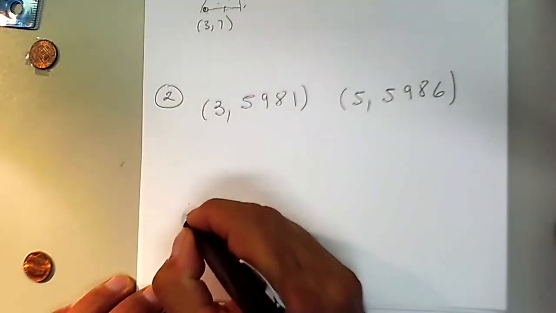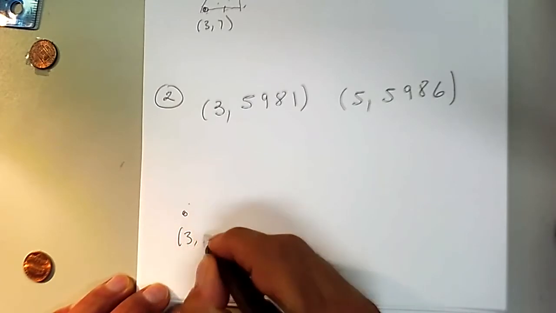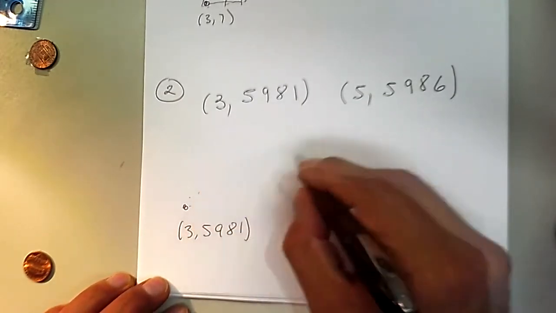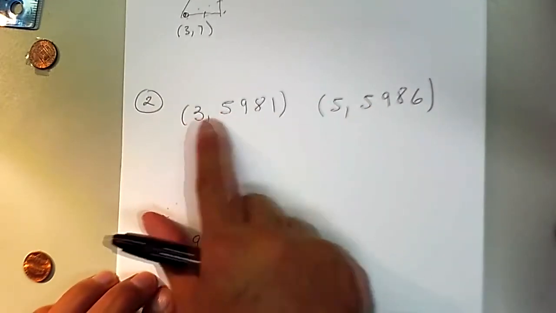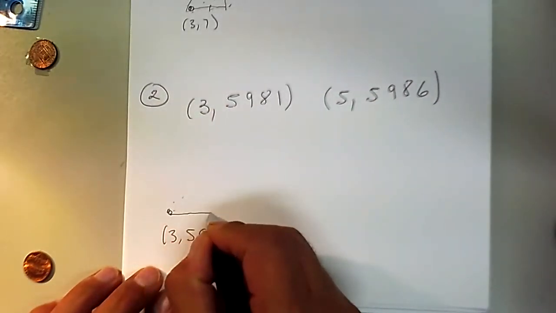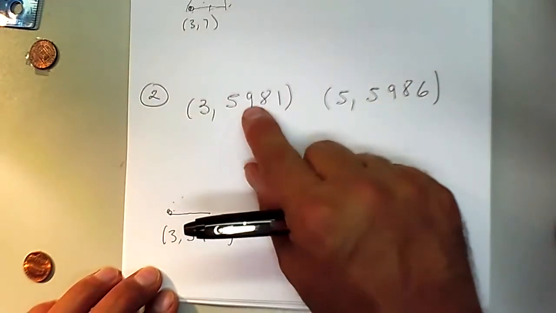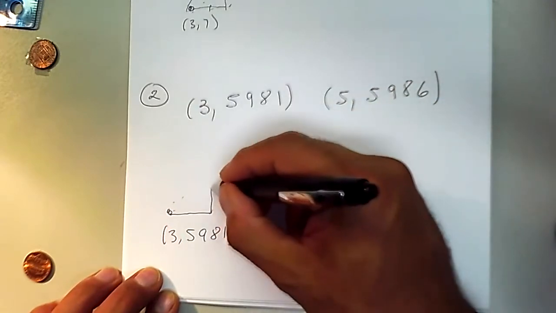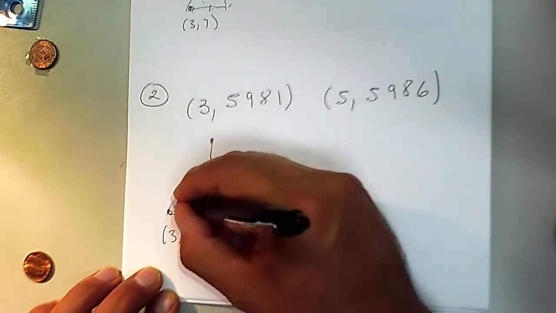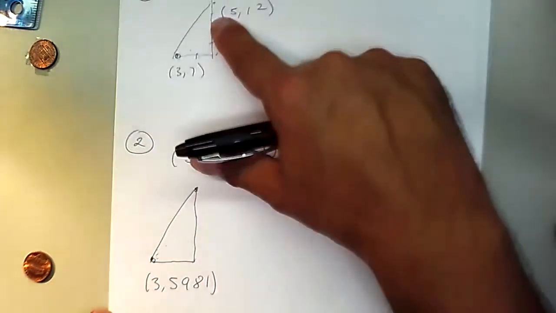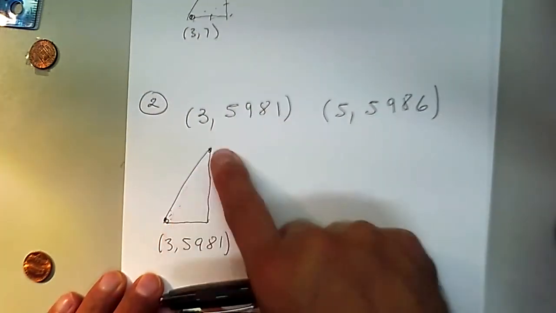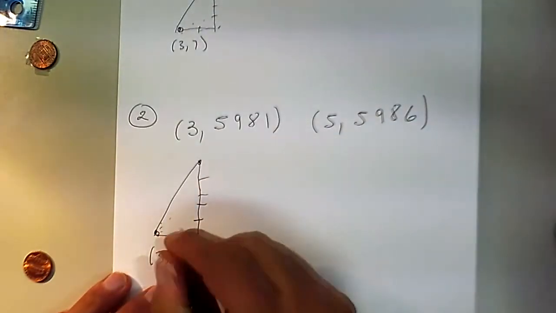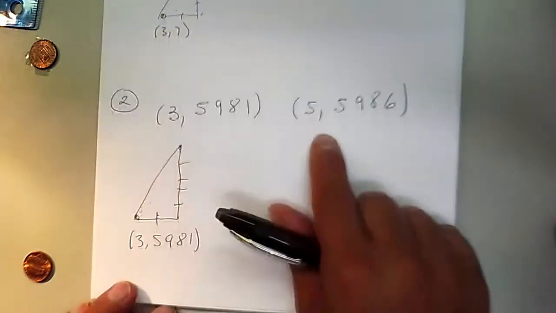I can just draw the initial point, which is (3, 5981). And to get from this point to this point, we have to go 2 units to the right, 1, 2, and then from 5,981 to 5,986, there's 5 units, 1, 2, 3, 4, 5. So notice that the picture from this point to this point is the same picture as from this point to this point. It is exactly the same, 5 units up and 2 units forward, which means that the slope is the same.